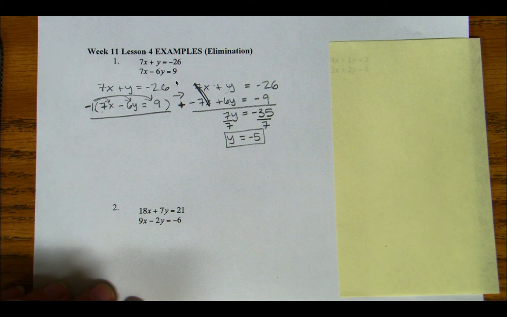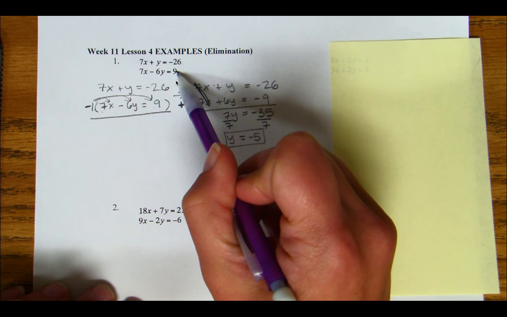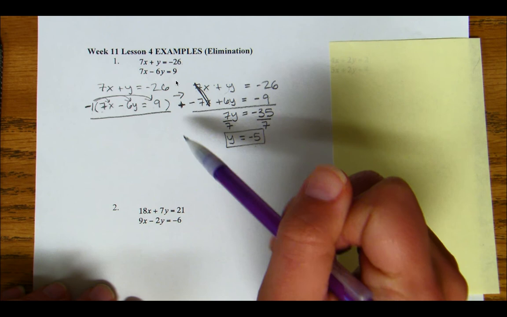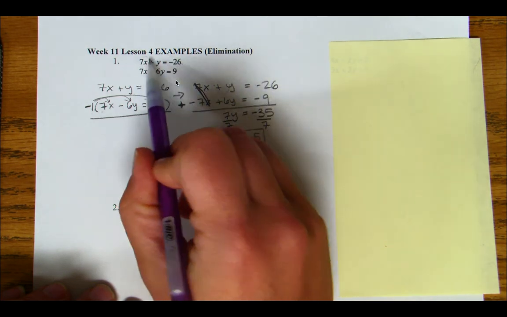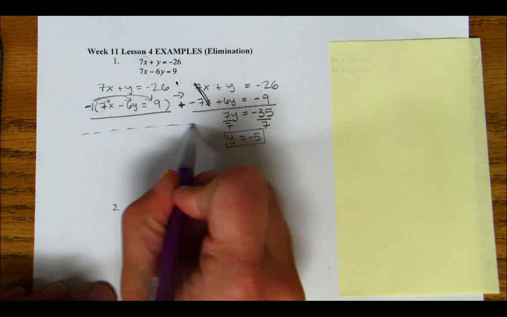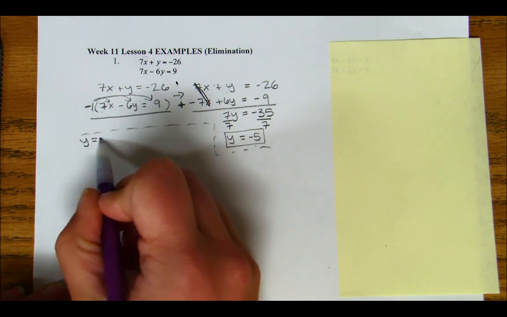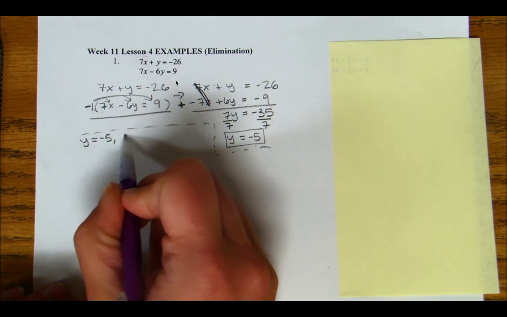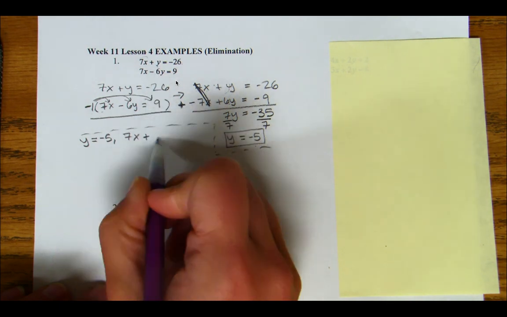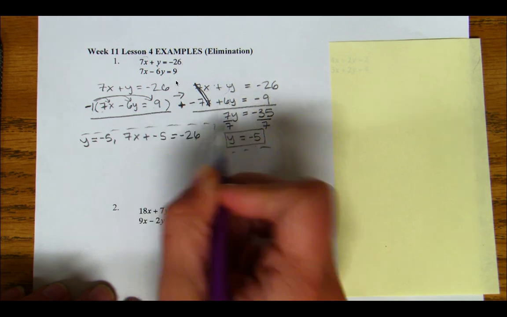The next thing I need to do now is still solve for x. So it does not matter which equation I'm going to plug into. I need to plug this y value back into one of these so I can solve for x. I'm personally going to use the top one. So that means, and I'm just going to make it so you can see the distinction, for y is equal to -5, I'm going to replace my y value in my first equation with -5. And that's equal to -26.